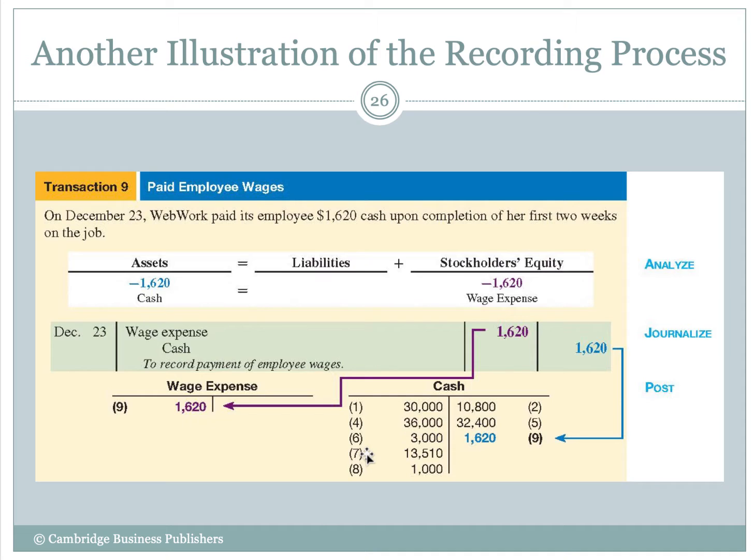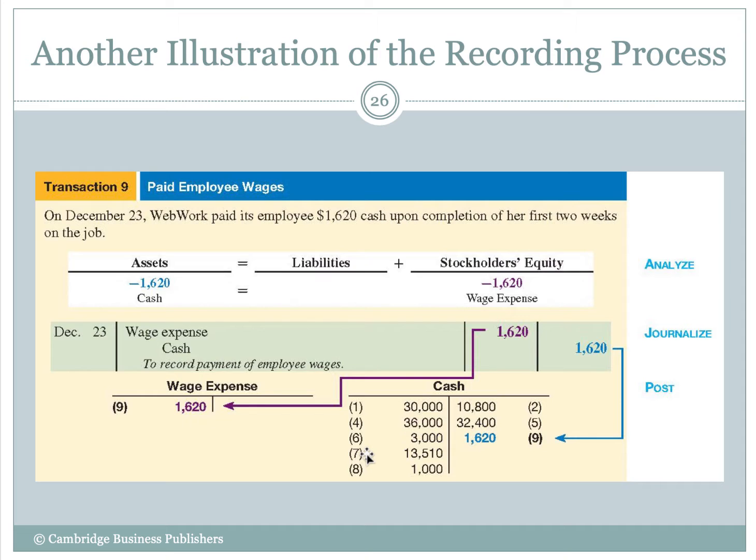Right, we paid a wage to an employee. Okay, let's just take it a step further. On December 23rd, WebWork paid its employee $16.20, right? Paid him cash upon completion of her first 2 weeks on the job. Okay, so let's analyze how this impacts the accounting equation.